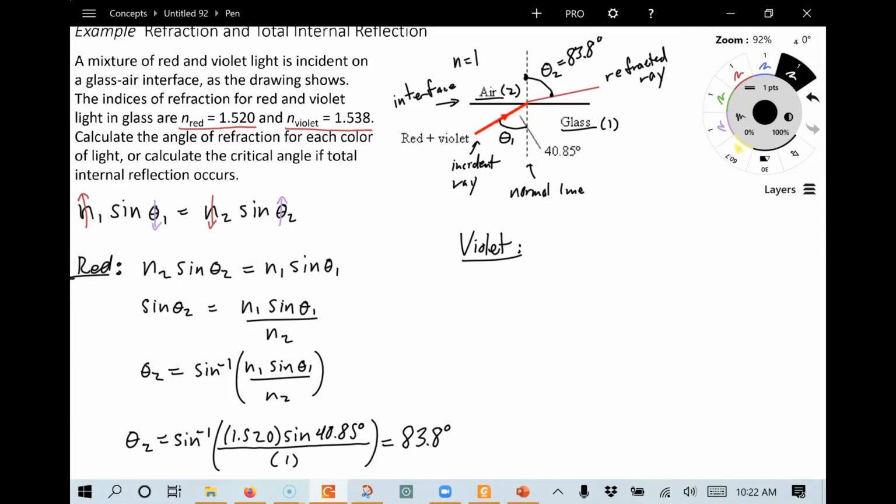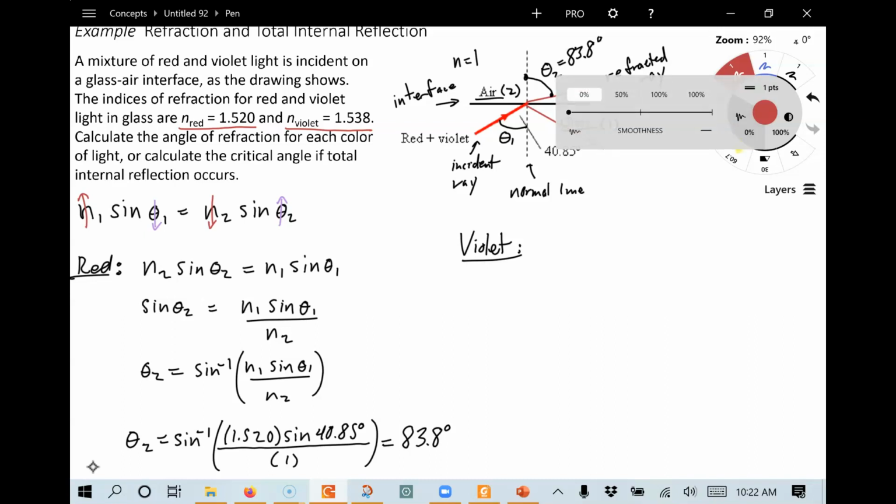So before I go to violet, let me again go back to the red. Notice that this red-violet incident ray, we've got a refracted ray. We also always have a reflected ray as well. So some percentage of the light is also reflected, and it obeys the law of reflection here. So for red here, this is our reflected ray. And so the light essentially splits at the interface, part of it reflected, part of it refracted. Let's calculate for violet now.